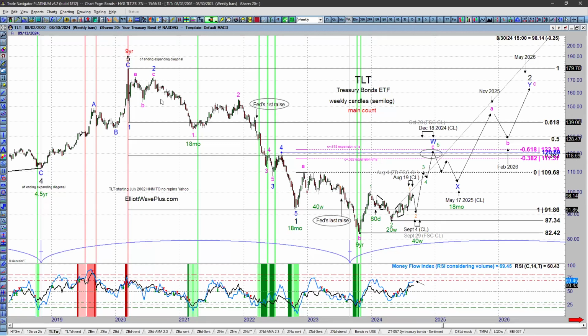We got a clean, clear 5-wave down structure: 1, 2, 3, 4, 5. And now we're getting an expanded flat, and it's very likely, based on Hurst cycle analysis, that we're going to see lower interest rates. In other words, bonds move to the upside all the way through March of 2026. And so this means that we're going to see a period of interest rates coming down.